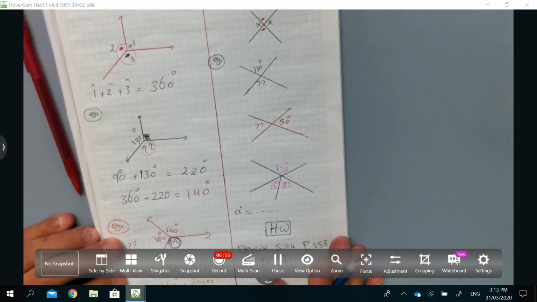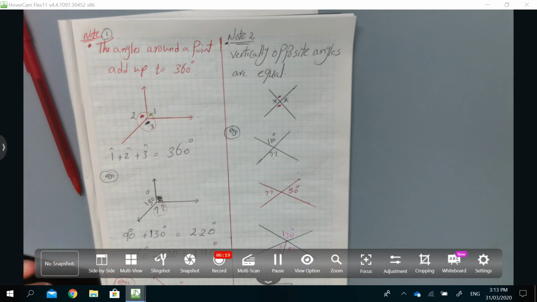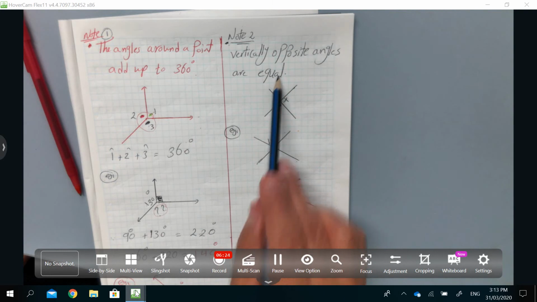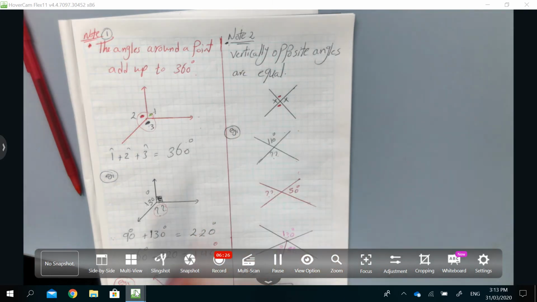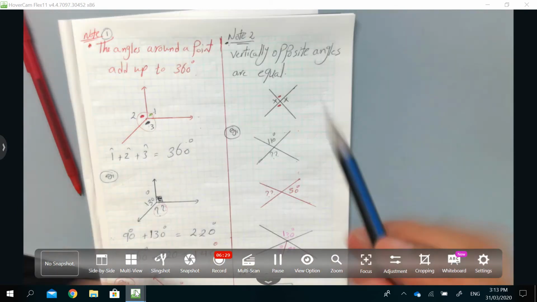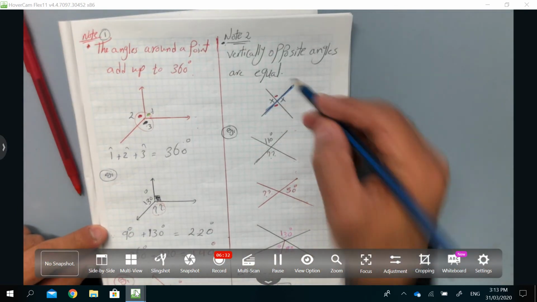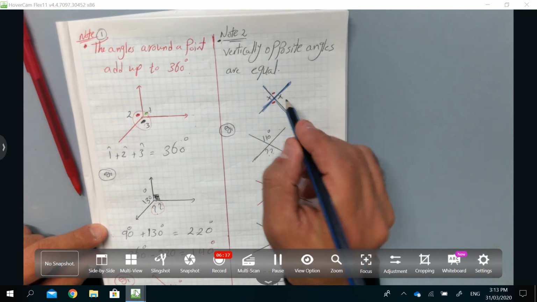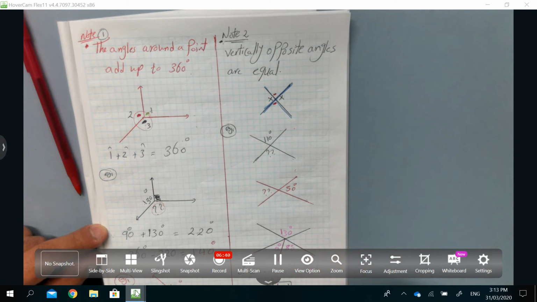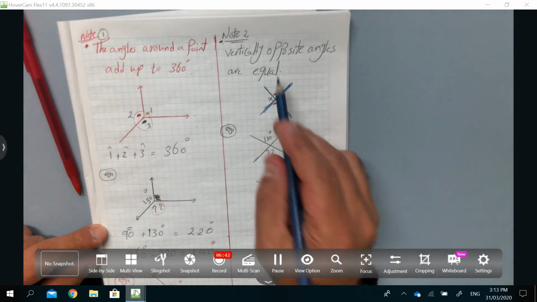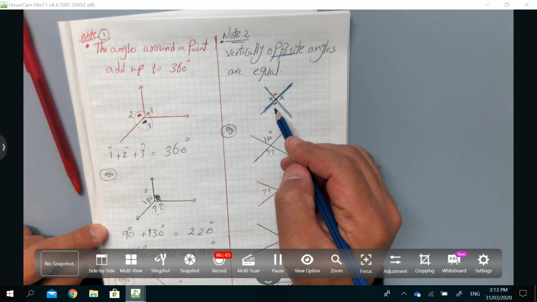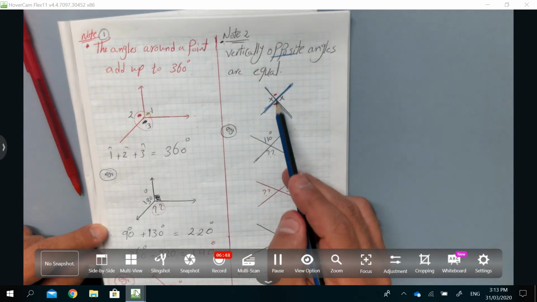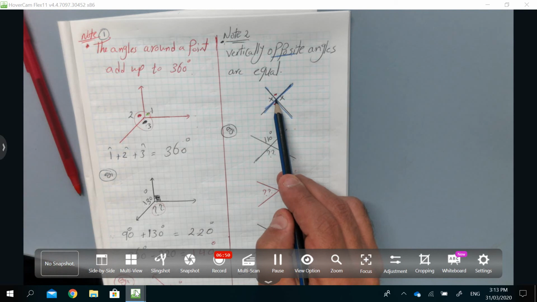We move on to the last part here, which is the vertically opposite angles. The vertically opposite angles are equal. What does it mean by vertically opposite? It's like a cross. When you have a cross like that, we see this angle equals this angle and this one equals this one. We name these vertically opposite angles. Opposite means this angle is opposite to this angle. Vertically means they meet at the vertex. So these angles meet at one vertex, which is this point.